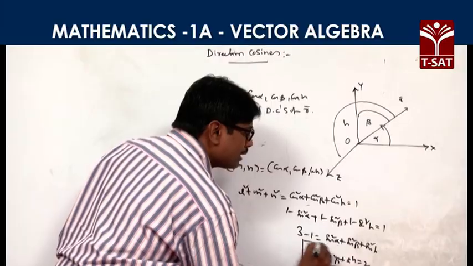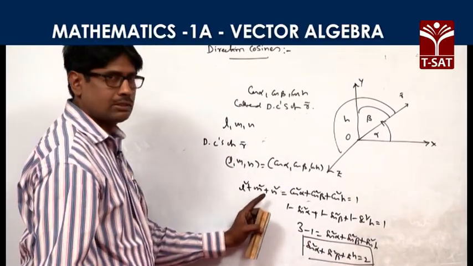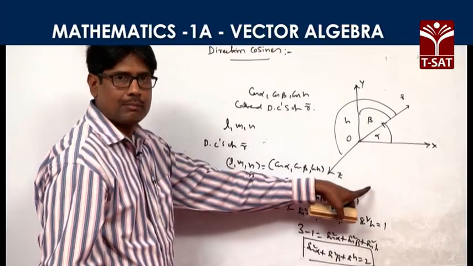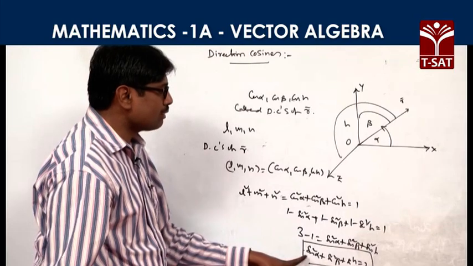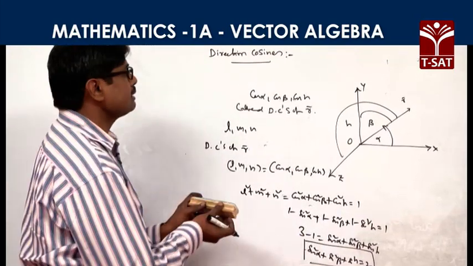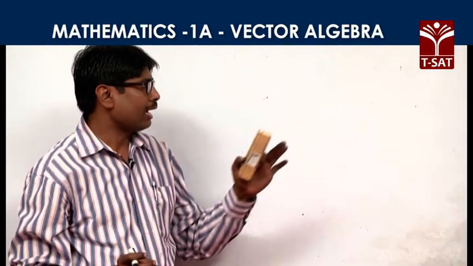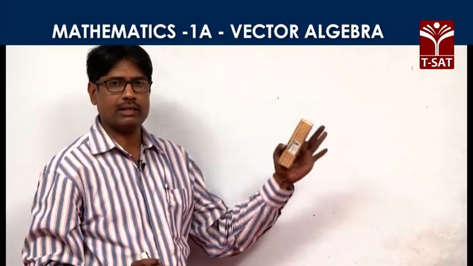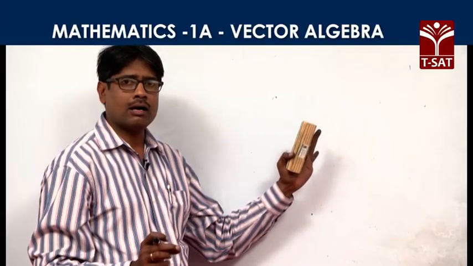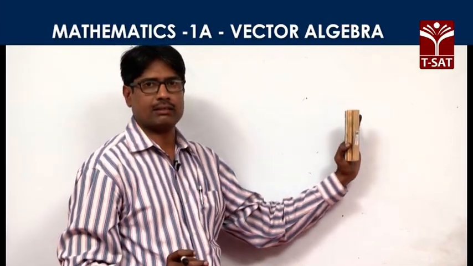If L, M, N are the direction cosines of r bar, then L square plus M square plus N square is equal to cos square alpha plus cos square beta plus cos square gamma equal to 1, and sin square alpha plus sin square beta plus sin square gamma is equal to 2. This is the direction cosines of a vector. Alpha, beta, gamma are the angles made by r bar with the coordinate axes. Then what will be the angles made by r bar in the opposite direction, or you may take the minus vector?